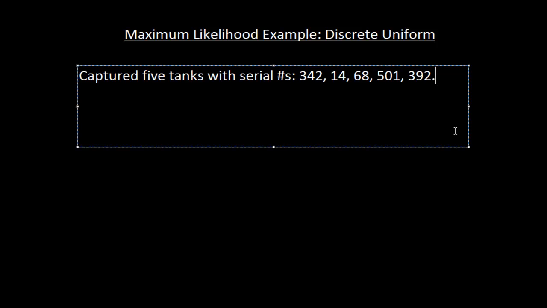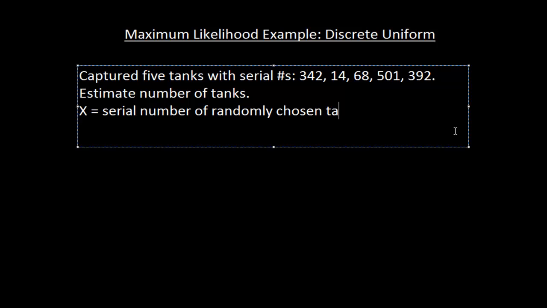And what we're going to assume is that the serial numbers are applied consecutively to the tanks, starting at 1, and then the tanks that we captured are randomly chosen from the population of tanks that have been produced by the Germans. And our goal here is to estimate the number of tanks. So what we have here is a random variable that gives a serial number. So I'll say capital X equals the serial number of a randomly chosen tank. And by choose, I mean captured, basically. We capture a tank and we assume it's random from the population.